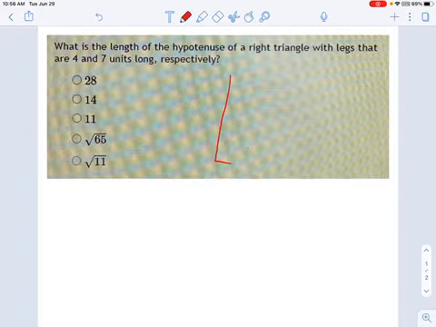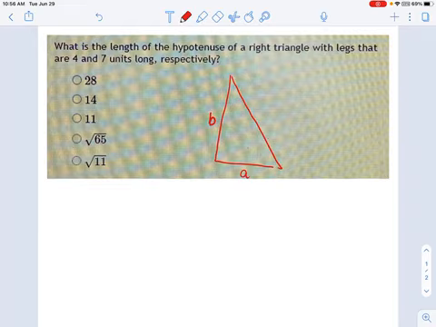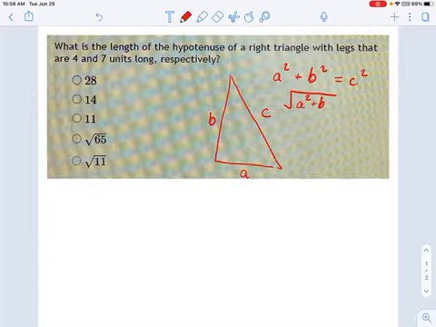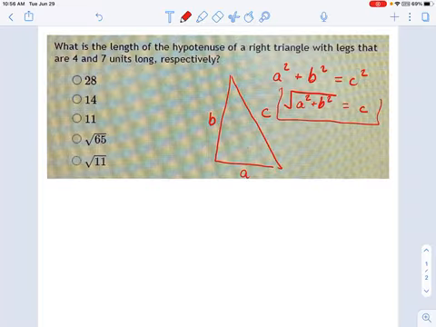So let's draw the Pythagorean theorem again to remind ourselves how this works. You have two legs of a triangle, A and B, and this distance of the hypotenuse here, I'm going to call C, and the Pythagorean theorem says a squared plus b squared equals c squared. So we can figure out the distance of C by square rooting both sides. So we get square root of a squared plus b squared equals C. That's what we're going for here.